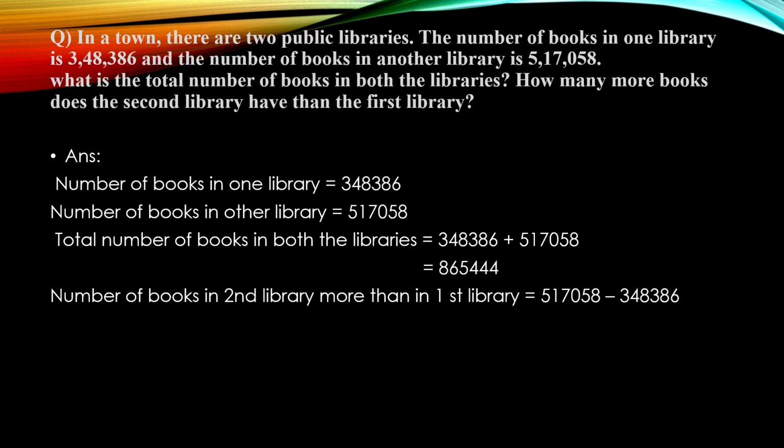5,17,058 minus 3,48,386. So when we do it, we get 1,68,672.